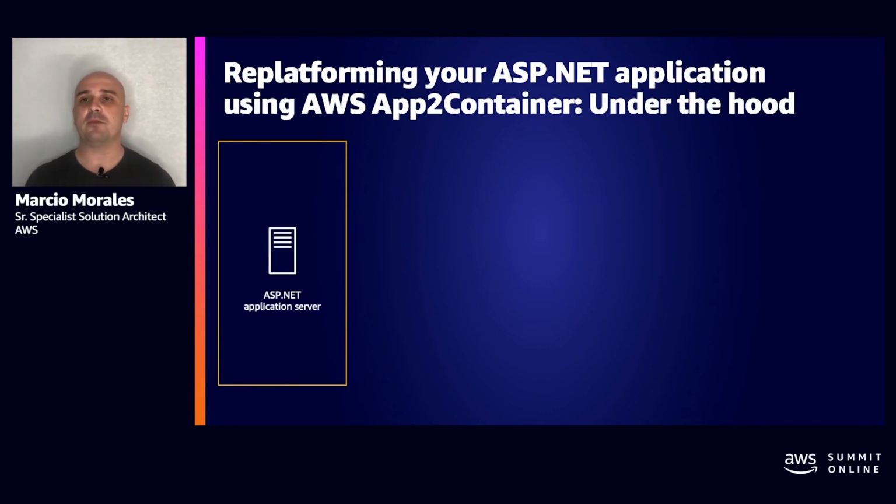The same example, you have your ASP.NET application running on-premise. You download AWS App2Container from our website. Then you're going to run App2Container against your on-premise application server.